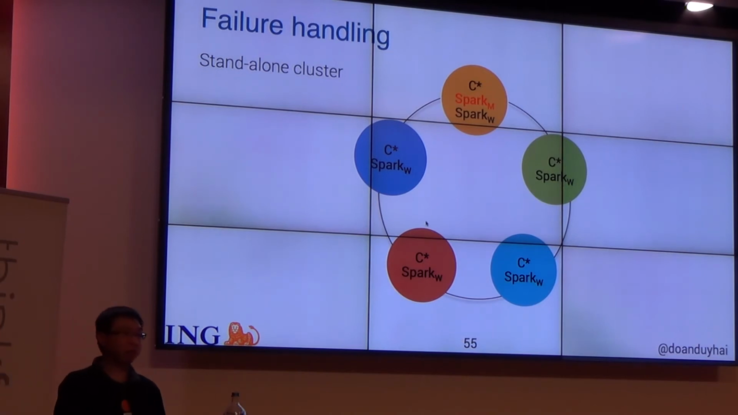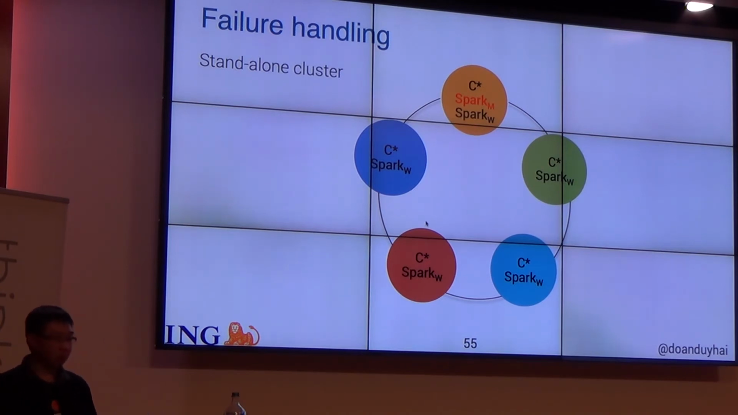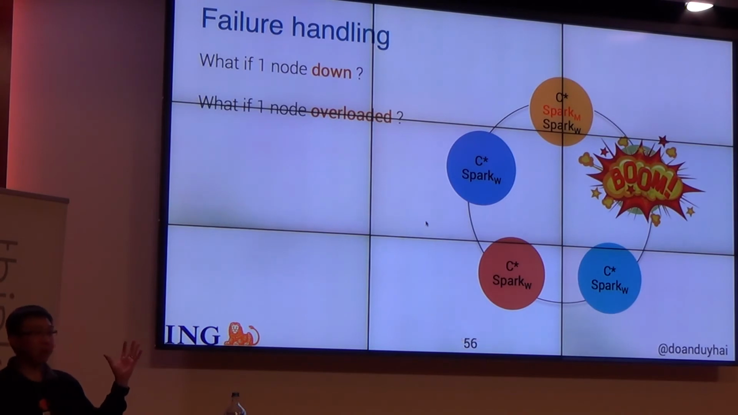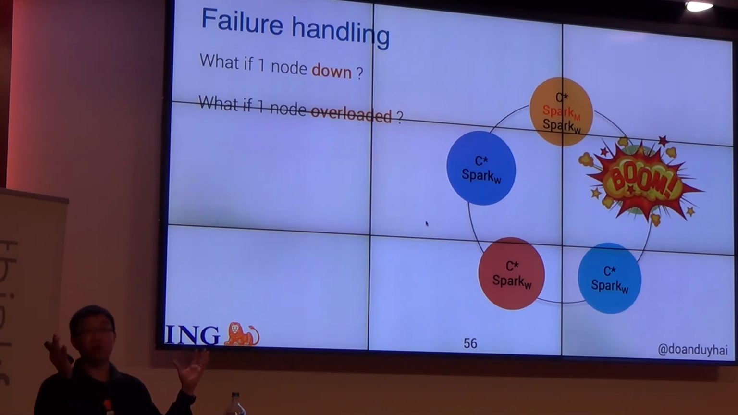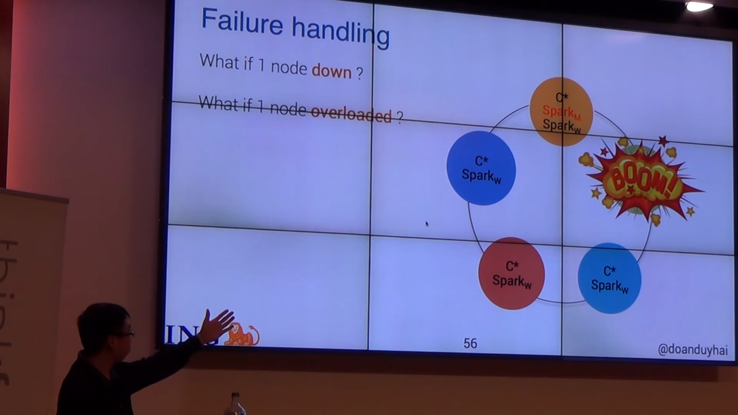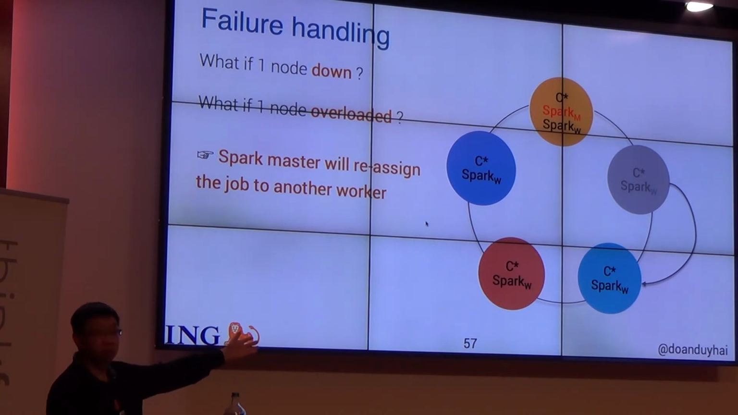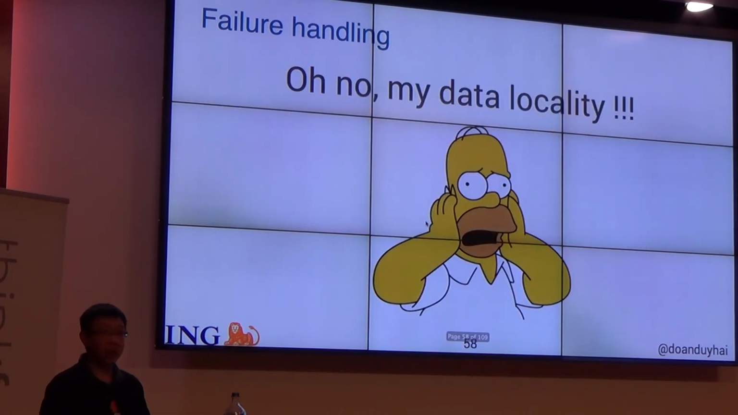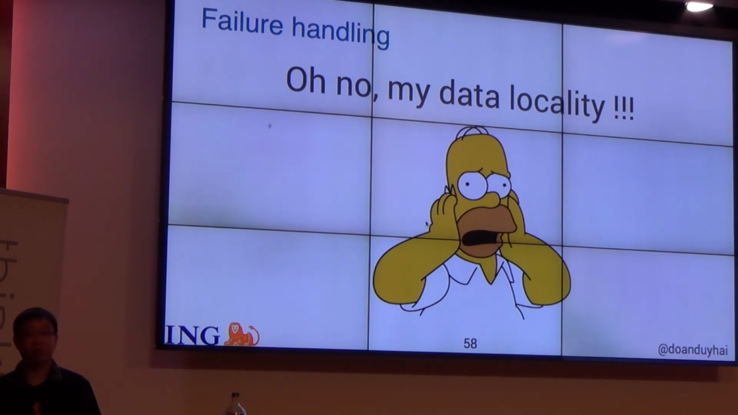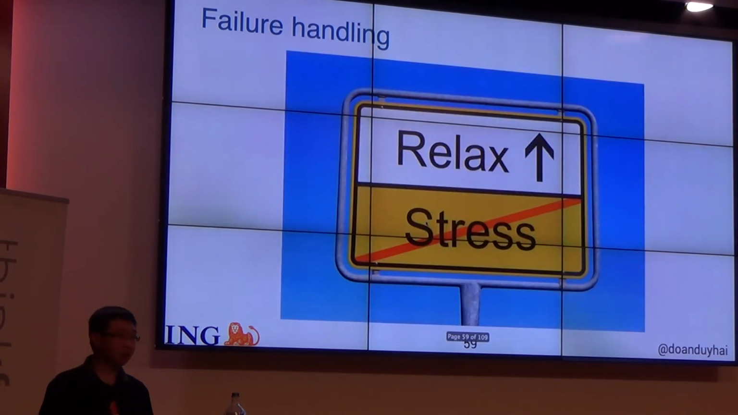How can we handle failure? Imagine, as the gentleman here asked earlier, boom, I have too much data. I don't have enough memory. I lose one machine, right? So the Spark master will reassign this task to another worker. But in this case, I may lose my data locality, right? In fact, not really.